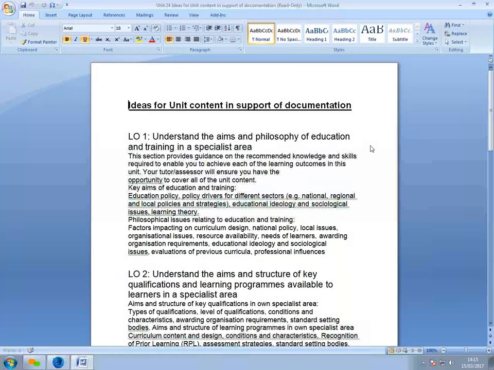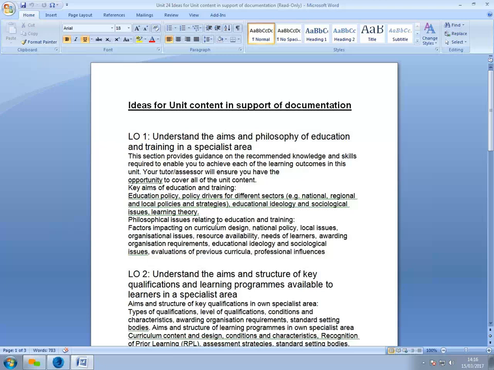Just jot your thoughts down. Okay, these are ideas for using content in support of your documentation. Learning objective 1. Understand the aims of philosophy and education, especially SEC. This section provides guidance on recommended knowledge required to enable you to achieve each learning objective of this unit. Use tutor content. Games and education training, education policy drivers, different sectors, national, regional and local policies and strategies, educational ideology and sociological issues regarding learning theory.